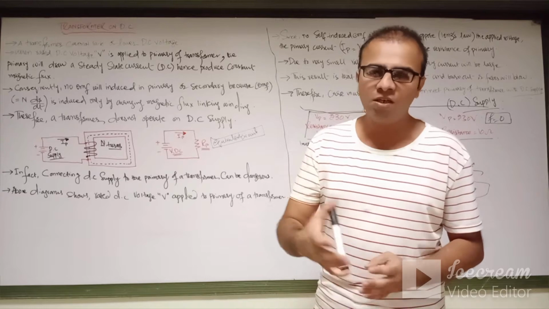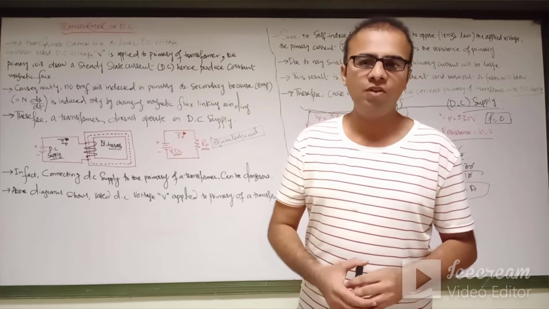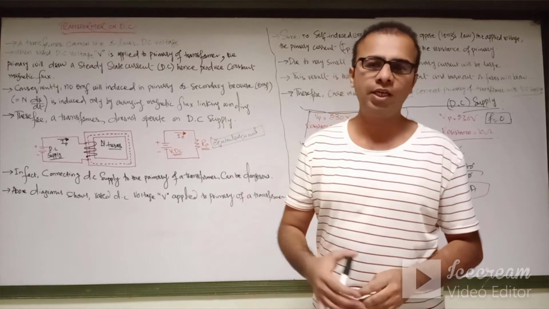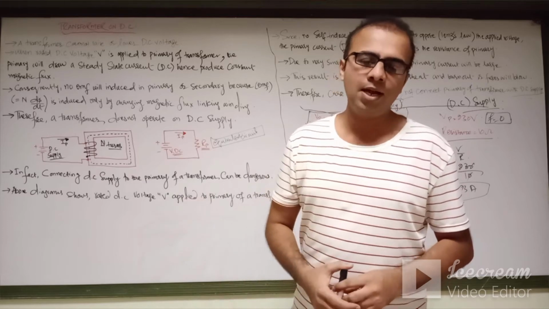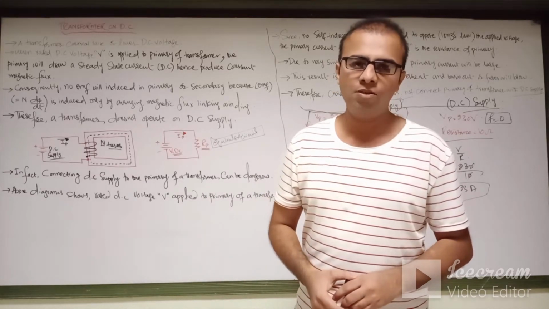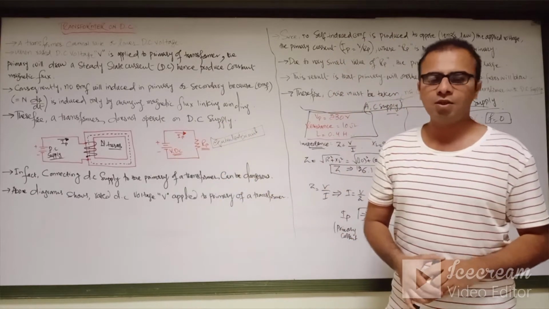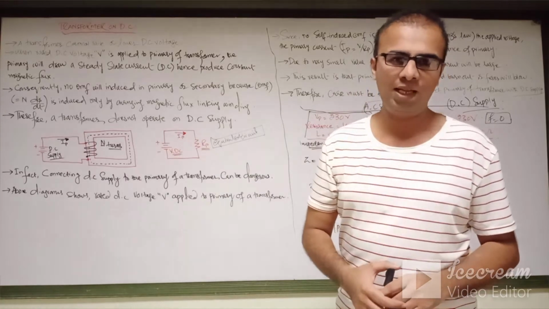The primary coil is connected with the AC supply and the secondary coil is connected with the load side. The definition of the transformer is that it is an electrical piece of equipment which is used to raise or lower the voltage, with a corresponding decrease or increase in the current, at constant power and constant frequency. So let's discuss today's topic, the transformer behavior working on the DC supply.